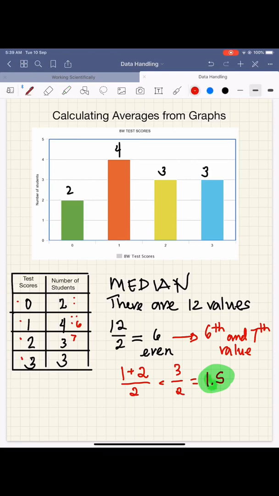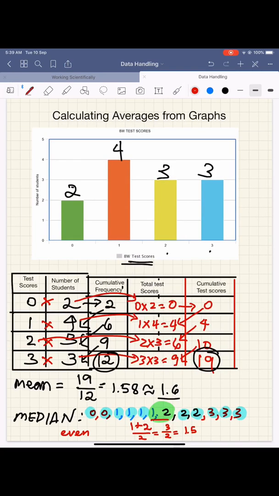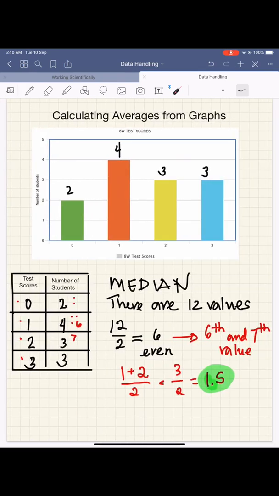Okay, gives you 1.5 as your median. Is it correct? Let's see. Let's go to the other page. Remember, 1.5. Oh my gosh, it's the same. Because look, this is the 6th and 7th value. Get the mean, and this is the mean. It becomes the median between the 6th and 7th value, and we get the same one.